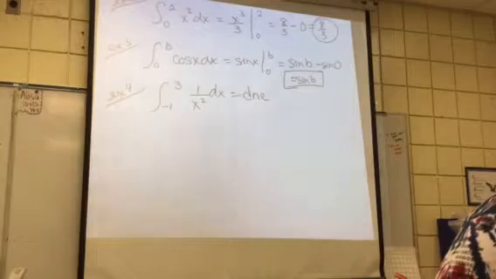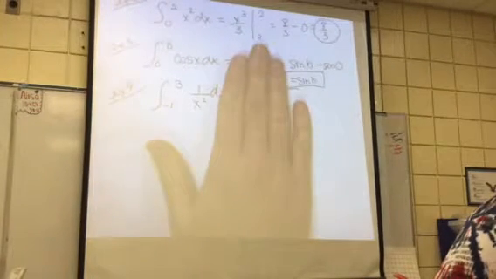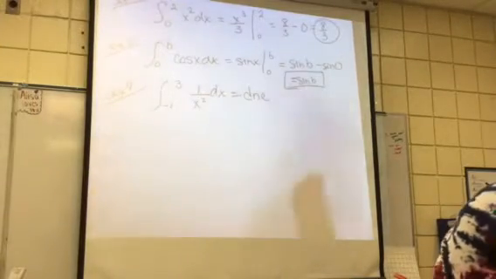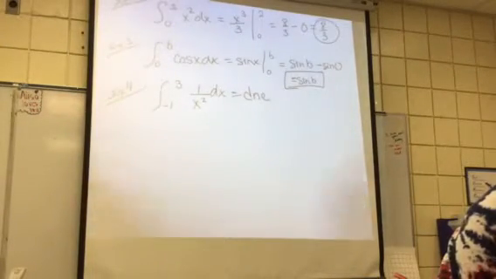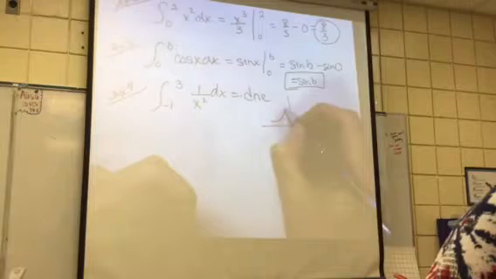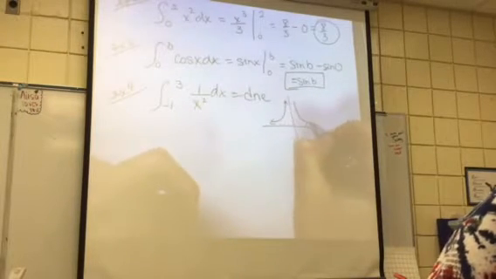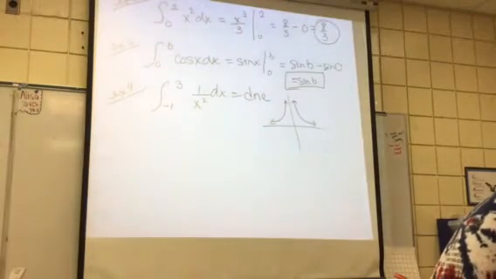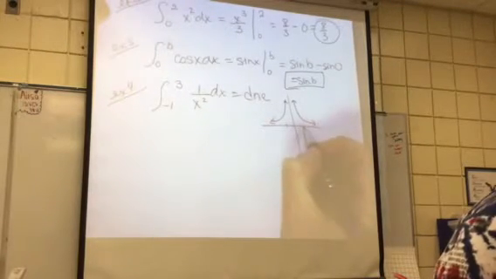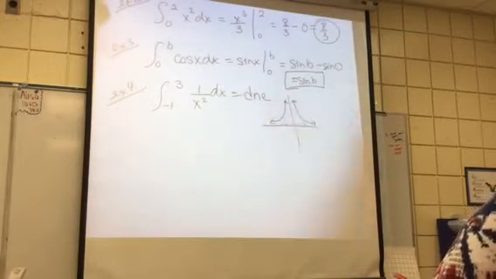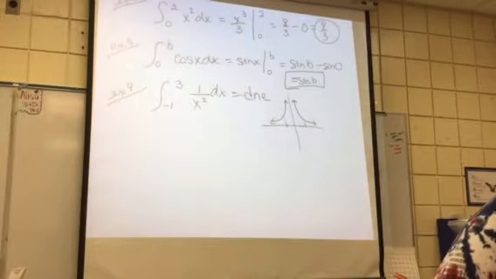What is the meaning of a definite integral? The area under the curve, the area bounded by the curve. Well, this curve 1 over x squared looks like this. Is there an area bounded by this curve going from -1 to 3? No, that region is not bounded, so you can't calculate the area.